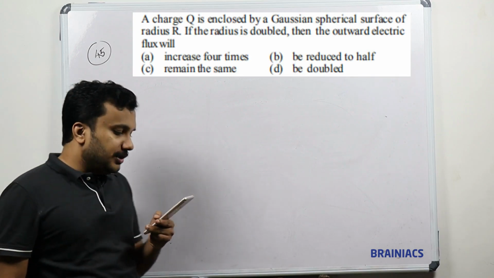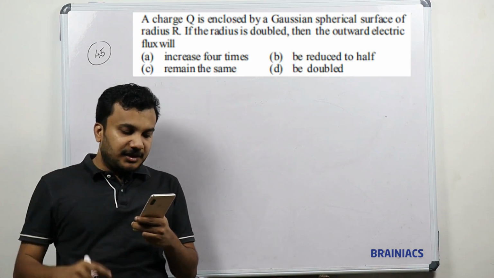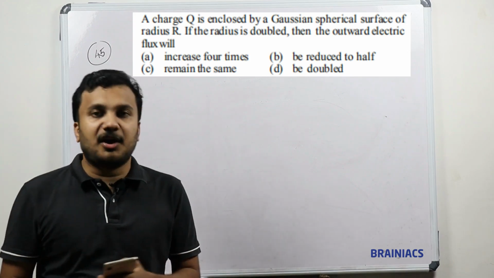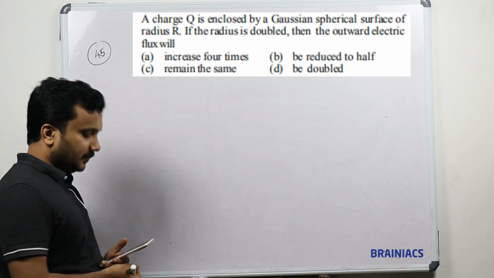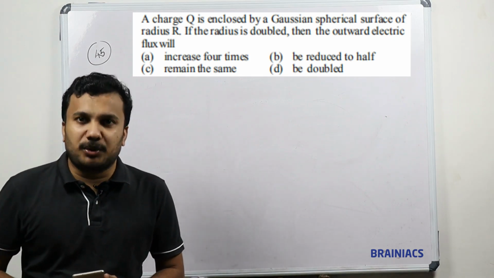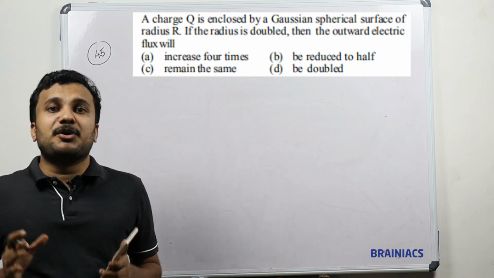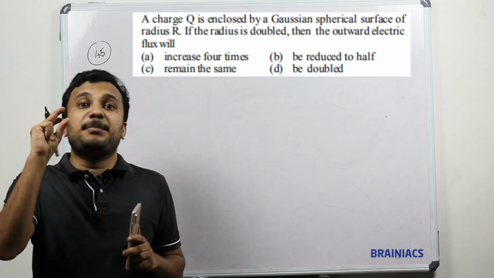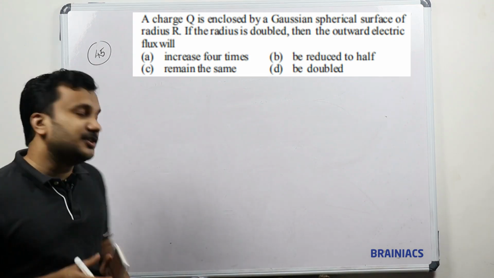A charge Q is enclosed by a Gaussian spherical surface of radius r. If the radius is doubled, then the outward electric flux will be... Okay. Flux means what? What is the basic definition of flux? Flux means number of electric field lines per unit area.